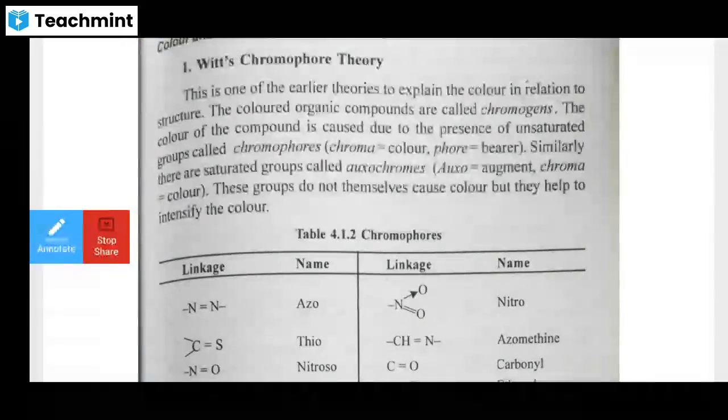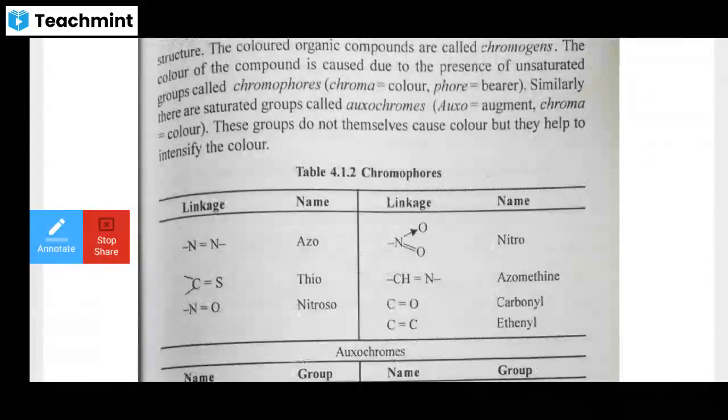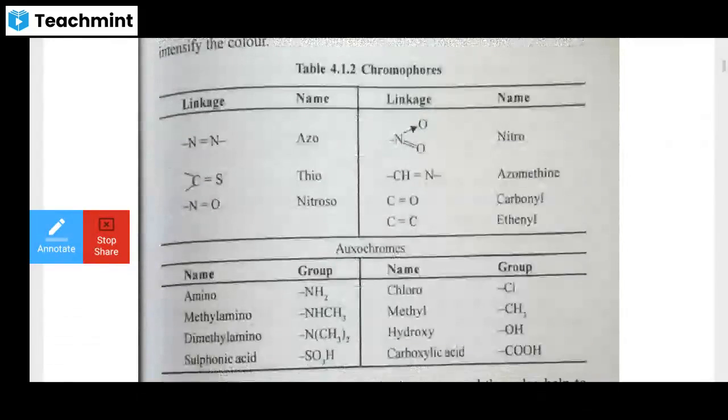This theory explains the color relation to the structures, and colored organic compounds are called chromogens. Chromogens are colored organic compounds, and the color is caused due to the presence of unsaturated groups or chromophores. We have discussed the chromophore concept. Chromo means color and phore means bearer. Similarly, saturated compounds have auxochromes, auxo means augmented and chrome means color. So there are two types: one is the chromophore and one is the auxochrome.